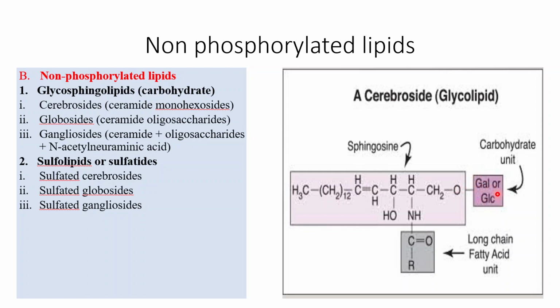If it is a monosaccharide, it becomes a cerebroside. If it is an oligosaccharide, then it becomes a globoside. If it is an oligosaccharide plus N-acetylneuraminic acid, it becomes a ganglioside. Similarly, if a sulfate group is also attached, it becomes a sulfated cerebroside. If a sulfate group is attached to a globoside, it becomes a sulfated globoside, and similarly, a sulfated ganglioside. So this is how the lipids are classified, as phospholipids are classified.